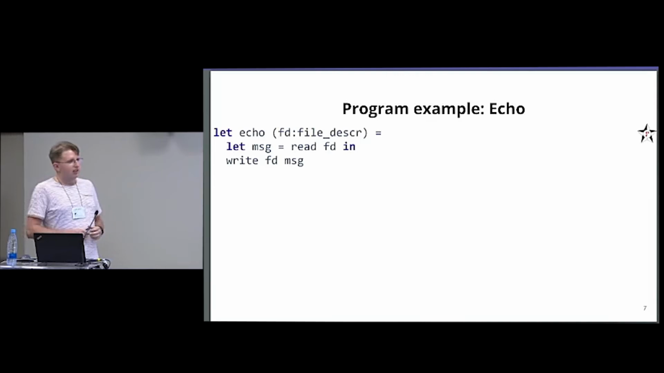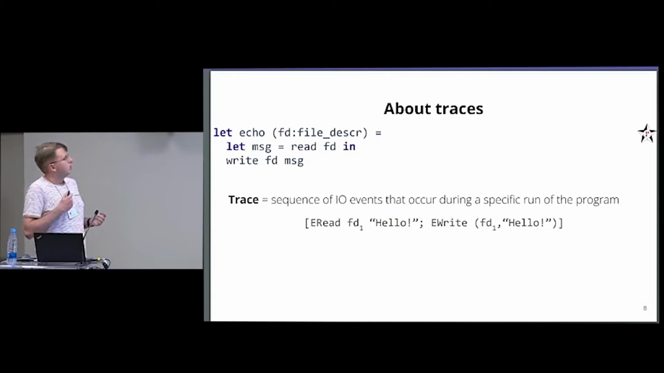And well, to present a web server is too much for slides, but I have this small example. It's the echo program. It's not exactly the echo program. So it accepts a file descriptor, and it reads from this file descriptor and writes back to the file descriptor. So this is just an example to show you some interesting things. And we want to verify this. And so we want to verify its traces.